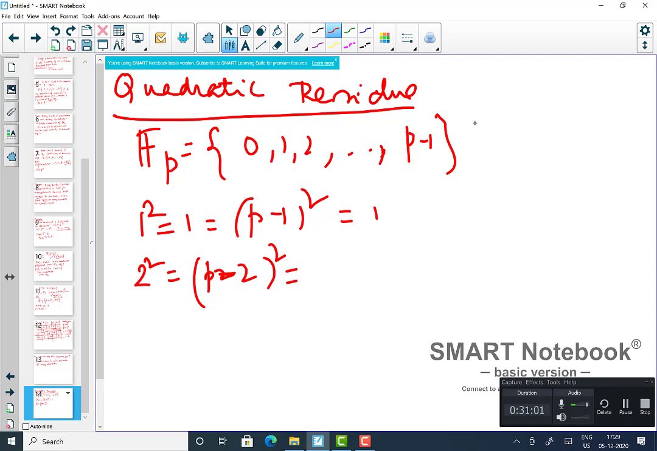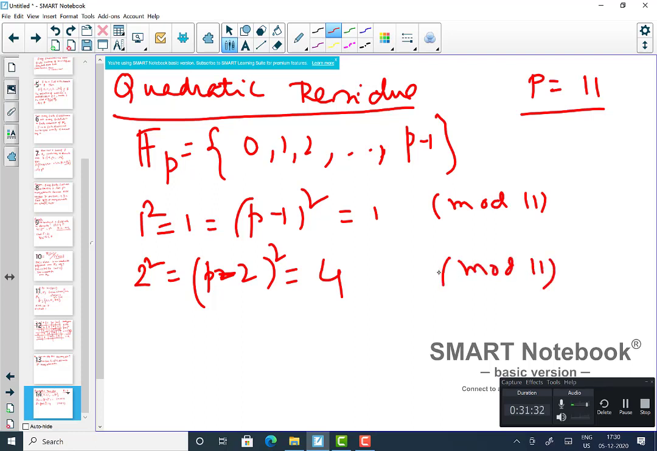So for example, let me take p equal to something, say 11. This is true for every such prime, so I'm just taking an example to understand. So p equal to 11, you see that 2 square is 4, and 11 minus 2 equals 9. So 9 square is also equal to 4 mod 11. See, 9 into 9 is 81, and 81 is nothing but 4 mod 11, because 77 is divisible by 11, right?